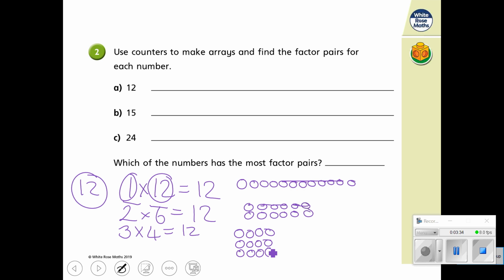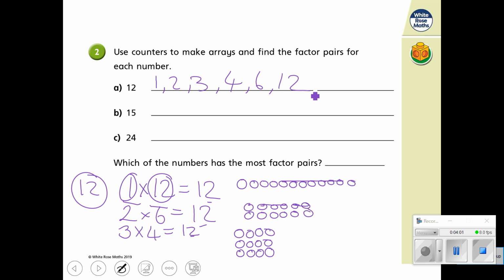So if I was going to look at number 4, can I multiply 4 by anything to make 12? Yes, I can multiply it by 3, but we've already got that. 5, no. 6, I can multiply it by 2, but we've already got that. So then we're repeating ourselves. So the factors of 12 are 1, 2, 3, 4, 6, and 12.